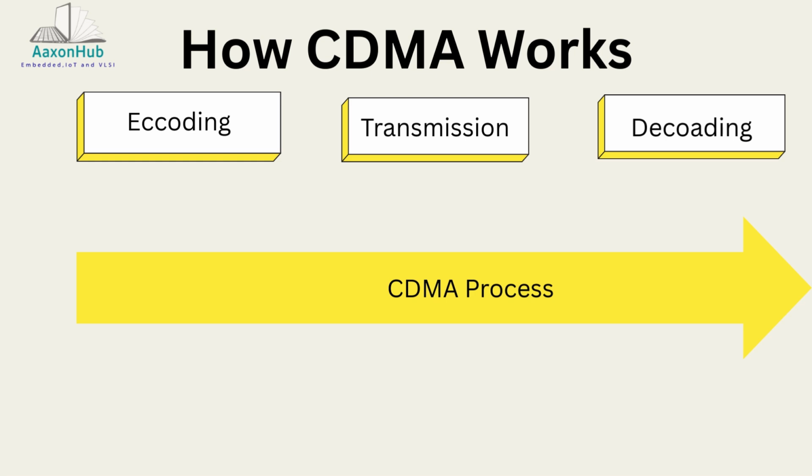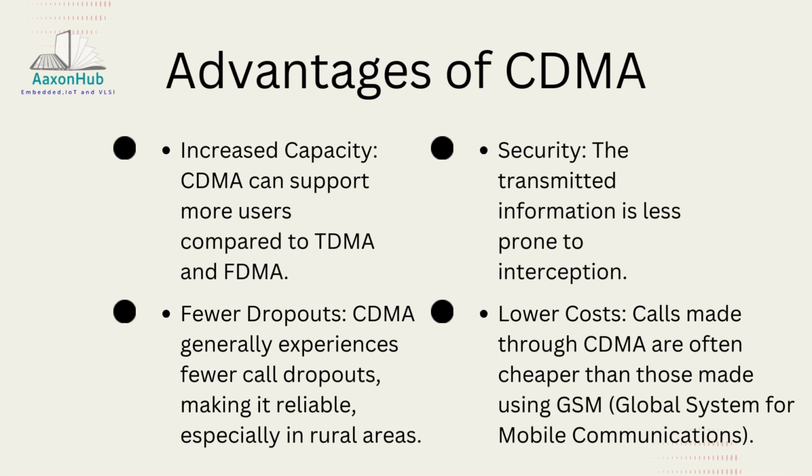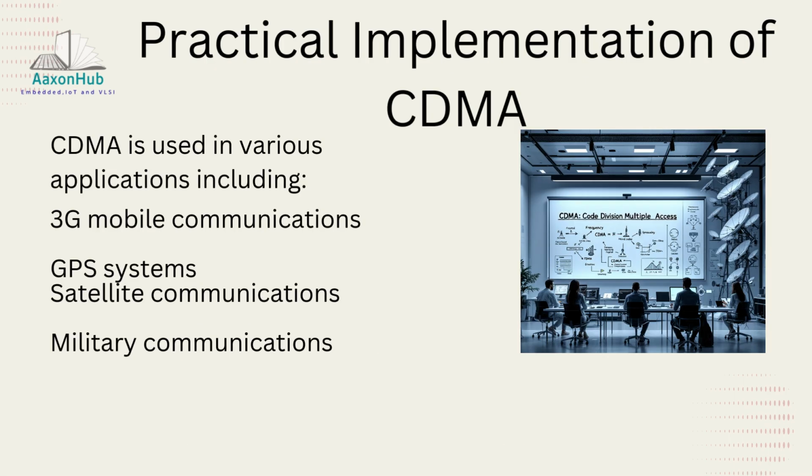The practical implementation of CDMA can be found in 3G mobile communication systems, GPS systems, and even satellite communication systems. Now let's break this whole concept of CDMA down in terms of implementation. As I have already mentioned, CDMA is a channel access method used by various radio communication technologies, which allows multiple users to share the same frequency band by assigning a unique code to each individual user.